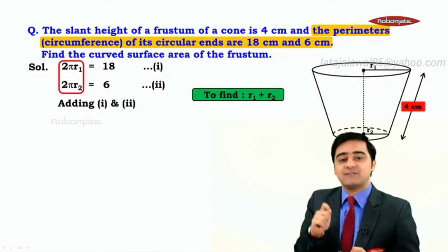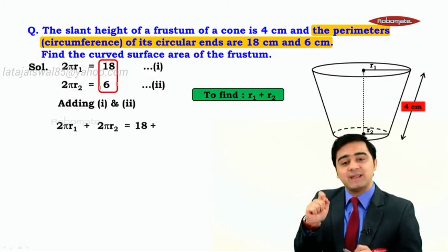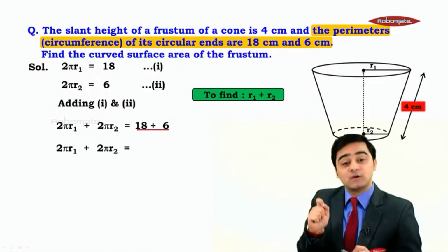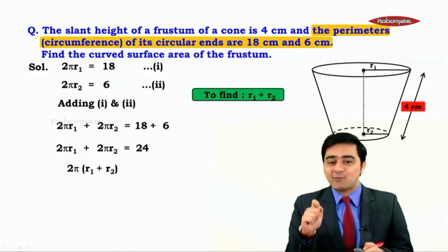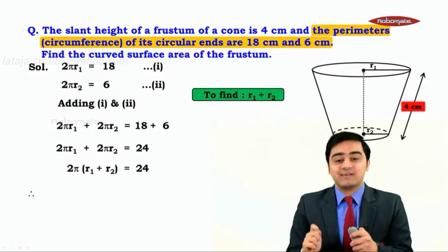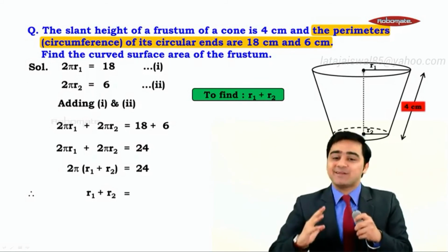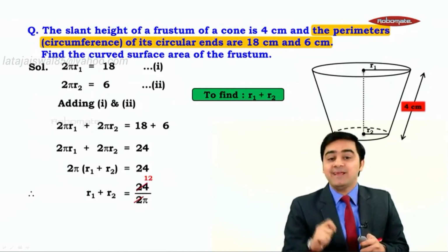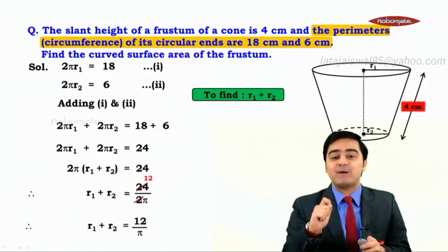Now let us add equation 1 and equation 2. On adding, on the left hand side we have 2 pi r1 plus 2 pi r2 equal to, on the right hand side we have 18 plus 6. Now the next step is 2 pi r1 plus 2 pi r2 is equal to 24. On the left hand side we can take 2 pi common. Inside the brackets we are left with r1 plus r2 and it is equal to 24. Now to find r1 plus r2, let us shift 2 pi on the right hand side. So we have the next step as r1 plus r2 is equal to 24 upon 2 pi. What we can cancel is 2 and 24. It is 2 1s are 2, 2 12s are 24. So we can say therefore r1 plus r2 is equal to 12 upon pi.